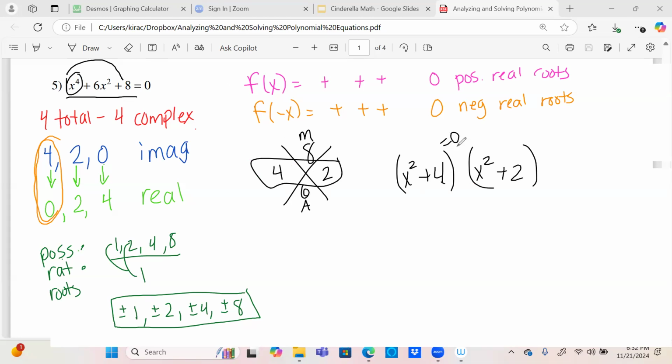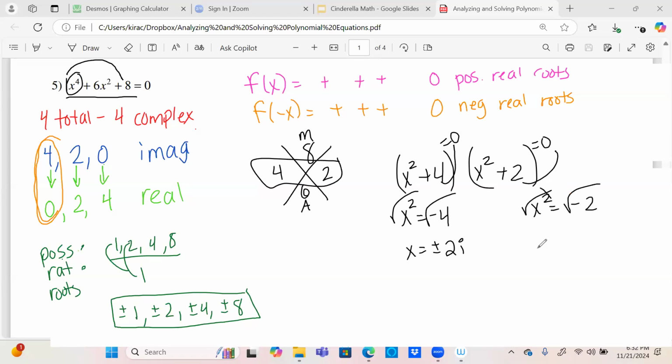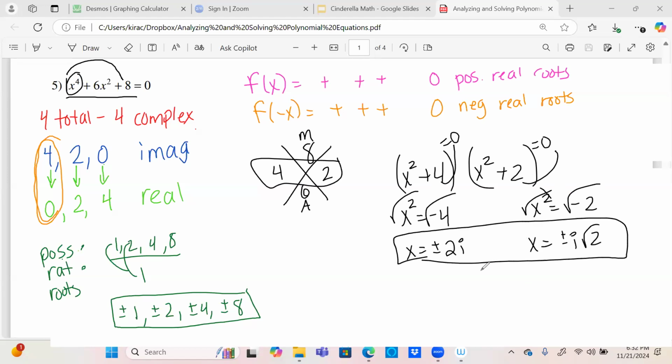And their magic numbers were a positive 4 and a positive 2. Set to 0, this would come over. X squared is negative 4, root, so x is 2i plus or minus, I because it was negative. Set to 0, this will come over. X squared is negative 2, root, so x is i root 2 plus or minus. So yes, my hypothesis is right. We end up with 4 imaginary solutions.